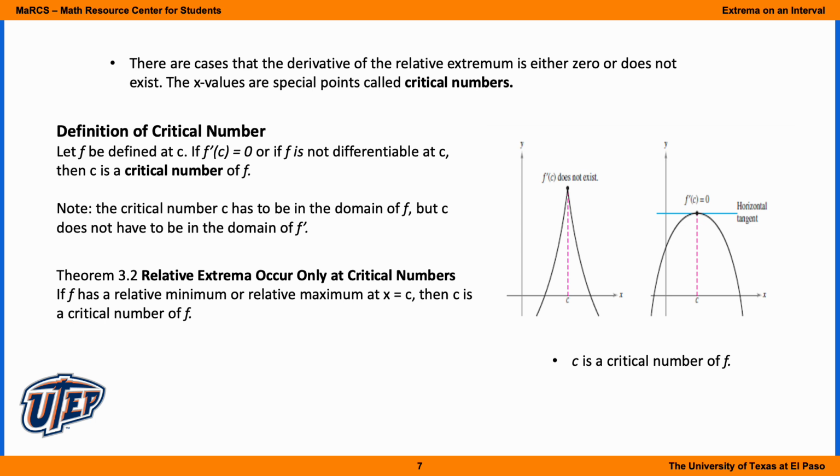Now for theorem 3.2, we have that relative extrema occur only at critical numbers. So this theorem states that if f has a relative minimum or a relative maximum at x equal to c, then c is a critical number of f. Now over to the right, we have some graphical examples of c being a critical number. For the first one, where we have a sharp turn, f prime of c does not exist because it has a sharp turn. For the second one, we have f prime of c equal to 0. We have a horizontal tangent.